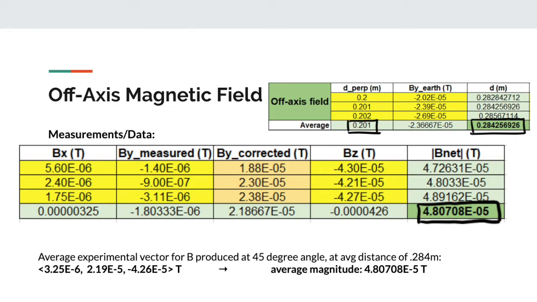This table represents my results for the off-axis magnetic field, where I found that at an average distance of 0.284 meters, the average vector for B produced at a 45-degree angle is as shown on the bottom of the screen, with a magnitude of 4.8 times 10 to the negative 5 teslas.